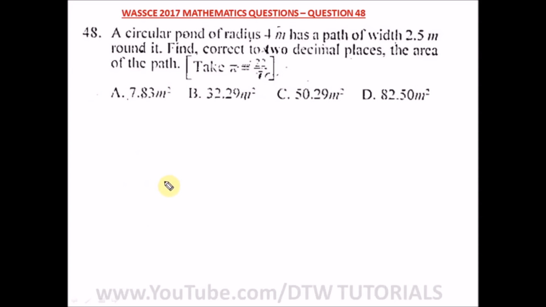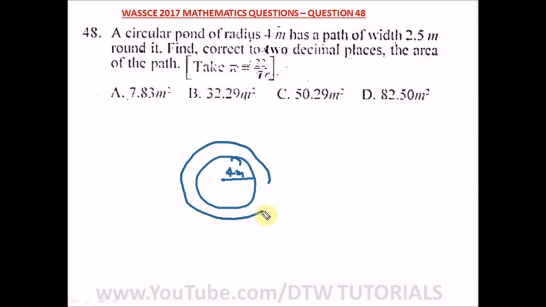Question 48 of our WASSCE 2017 mathematics past question says a circular pond of radius 4m has a path of width 2.5 m round it. Okay, this is the pond, and there's a path around it. Round it there's a path, and the path has a width of what? 2.5 m. From here to here is 2.5 m. Find correct to 2 decimal places the area of the path.